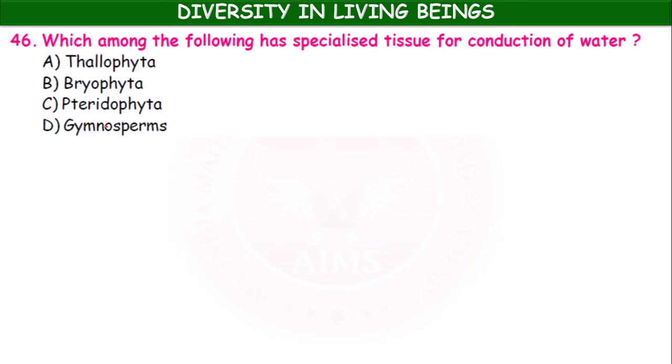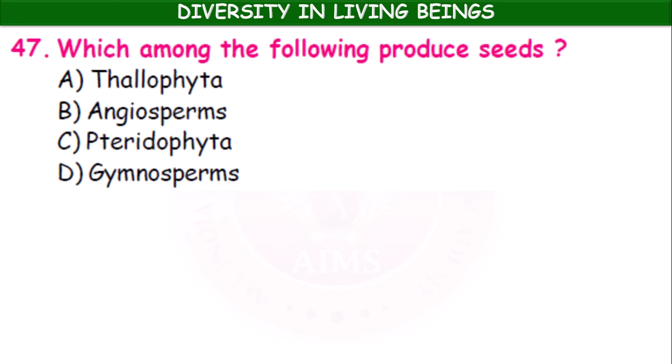In thallophytes, there is no vascular tissue. In bryophytes also there is no vascular tissue. Pteridophytes are the first vascular cryptogams, non-flowering plants, and gymnosperms also have vascular tissue. So C and D.